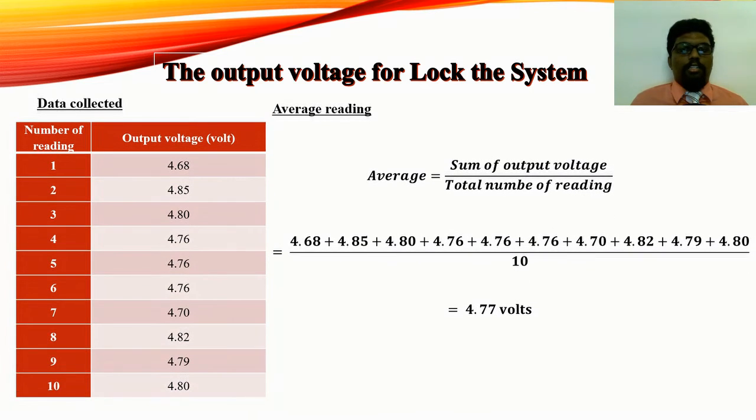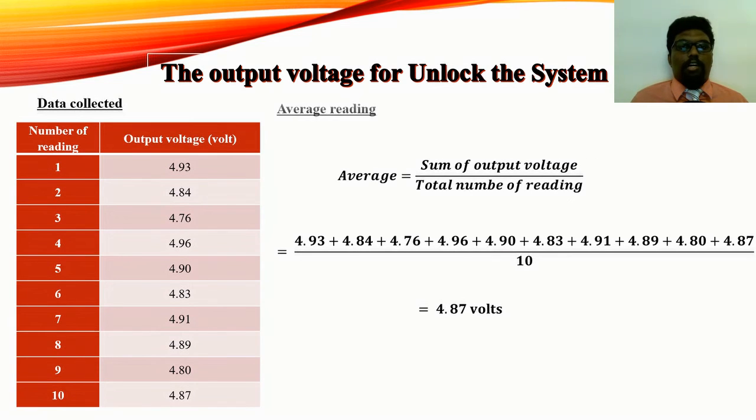This is the result that I measured using the multimeter, the output voltage for the lock system. As we see, the average is 4.77 volts. That is a suitable voltage for locking the system. This is the output voltage for unlocking the system. As we can see, the average reading is 4.87 volts. That is a suitable voltage for unlocking the system without any disturbance.